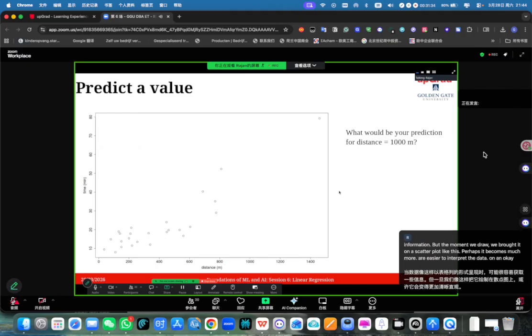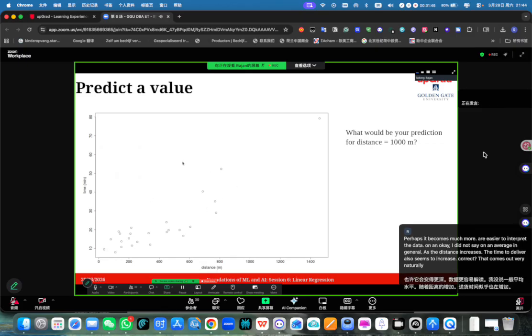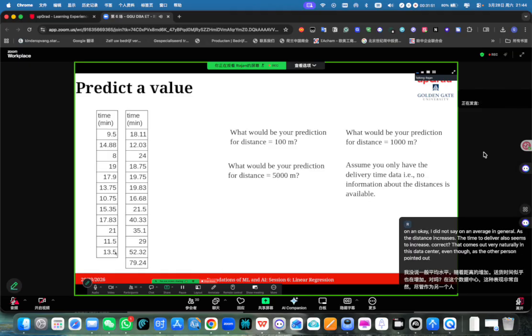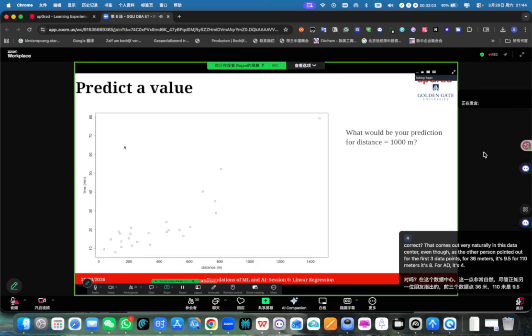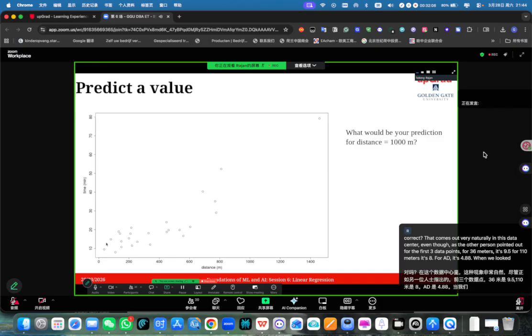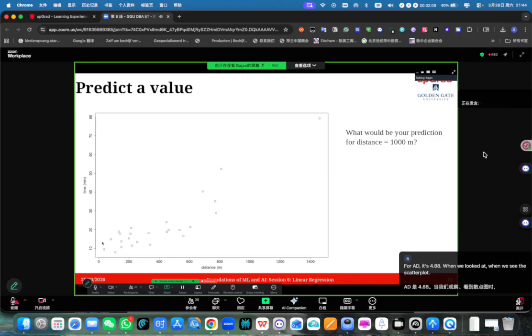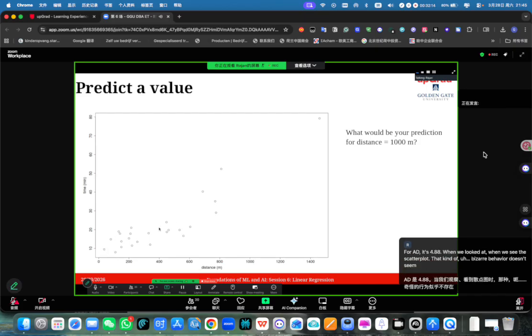Okay, I should not say on an average. In general, as the distance increases, the time to deliver also seems to increase. Correct? That comes out very naturally in this data set. Even though, as the other person pointed out, for the first 3 data points, for 36 meters, it's 9.5. For 110 meters, it's 8. For 80, it's 4.88. When we see the scatter plot, that kind of bizarre behavior doesn't seem too bizarre the moment we plot it like a scatter plot, right?